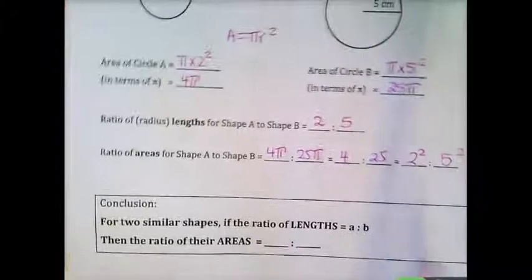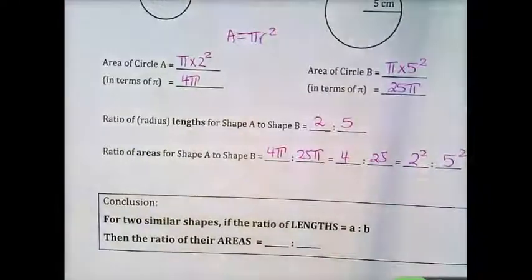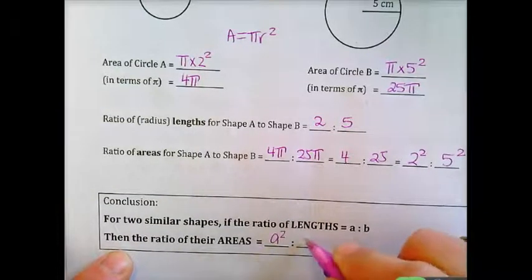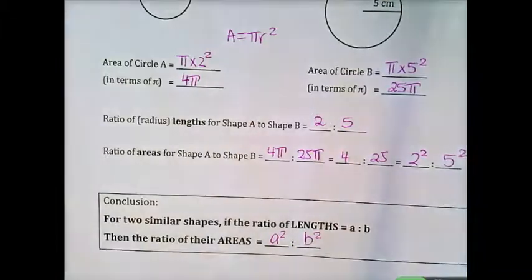So girls, in conclusion, for two similar shapes, if the ratio of the lengths is A to B, the ratio of the areas is A squared to B squared.